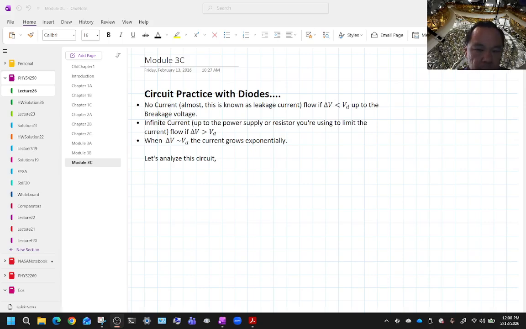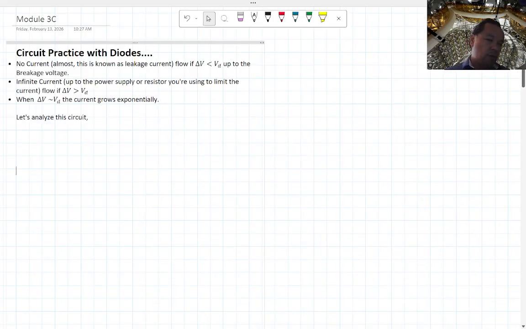Hi everyone. So now that we know how a diode behaves in a circuit, we're going to do a couple of circuit practice problems with diodes first, before jumping into the other types of circuit applications that we're going to explore in the lab.